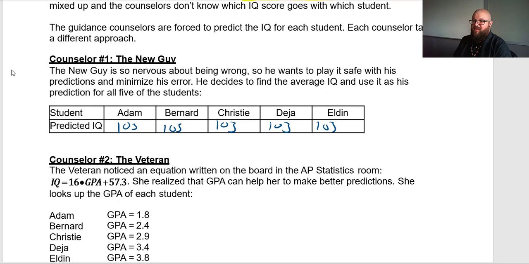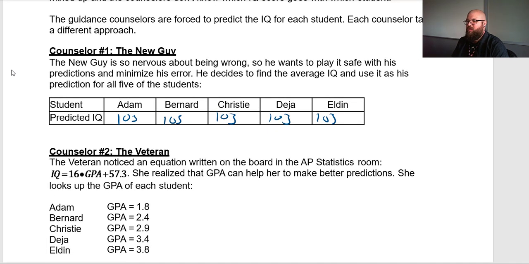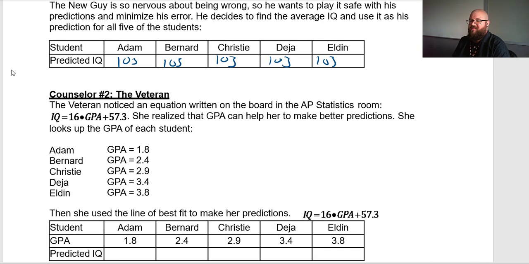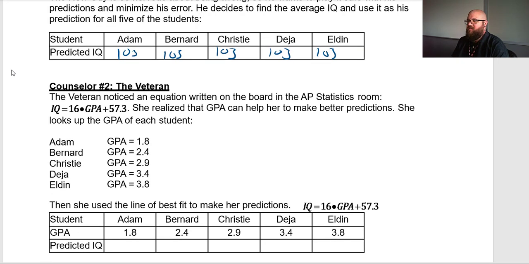Counselor number 2, the veteran counselor, noticed an equation written on the board in the AP statistics. So IQ equals 16 times the GPA plus 57.3. She realized that GPA can help her to make better predictions. She looks up the GPA for each student. So the GPAs are given below.